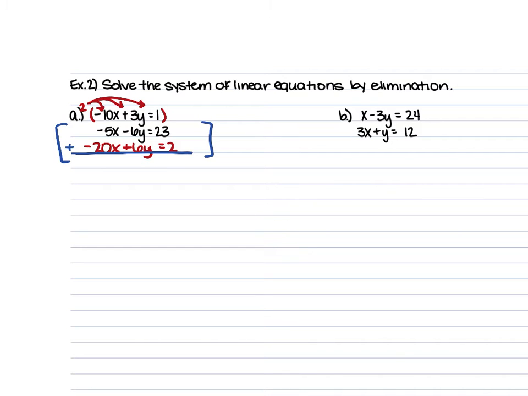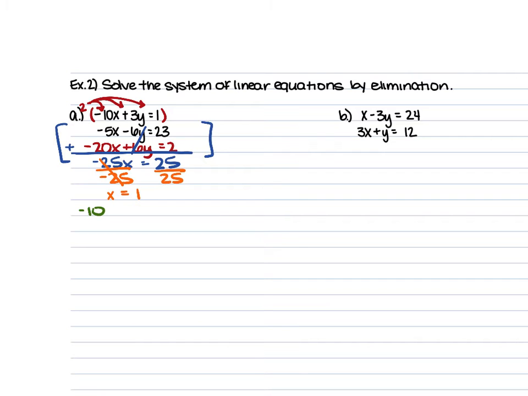So I have that negative 5x minus 20x is negative 25x. The negative 6y plus 6y cancels out. And the 23 plus 2 gives me 25. From here, I can just divide each side by that negative 25. And I get that x is equal to negative 1. Now choose one of the original equations to solve for y. I'm going to choose the top one just because there's no specific reason.